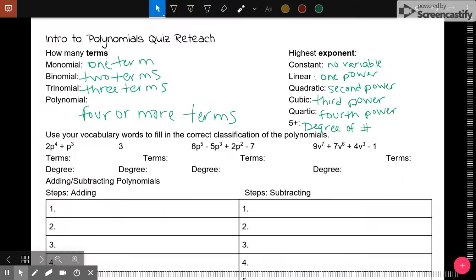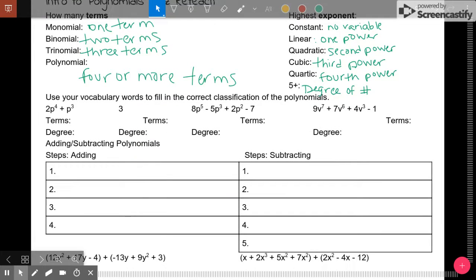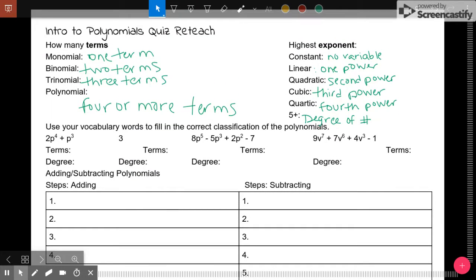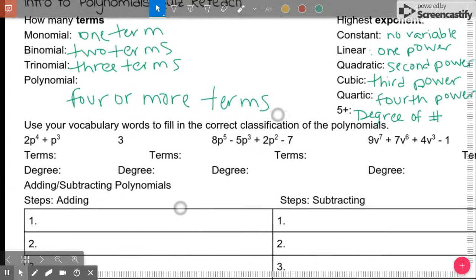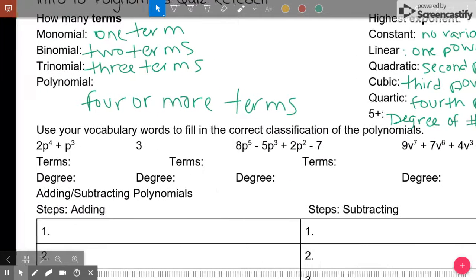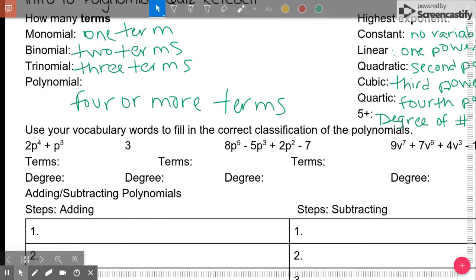Okay, since we've gone over that, we're going to go down to the next section, and we're going to use those terms to fill in for those different types. Sorry, this kind of shifted over on here. So first one, we have 2p to the fourth plus p to the third. Terms, there's two terms, so this is a binomial. Your degree, you look at your highest exponent. Your highest exponent is 4, so this is quartic.